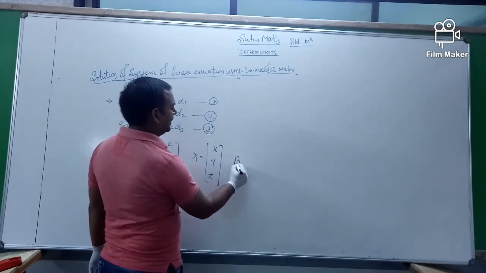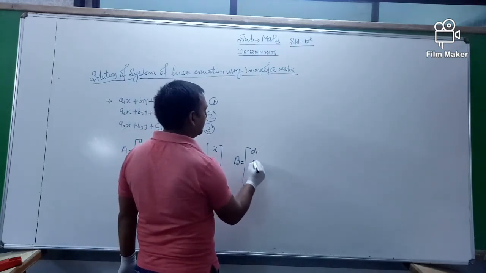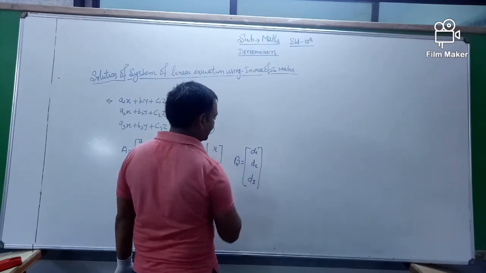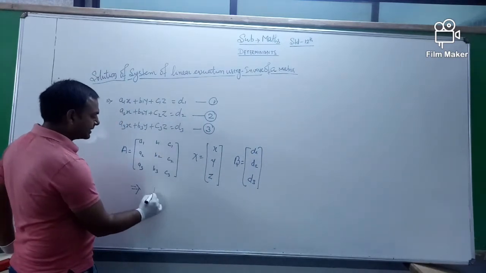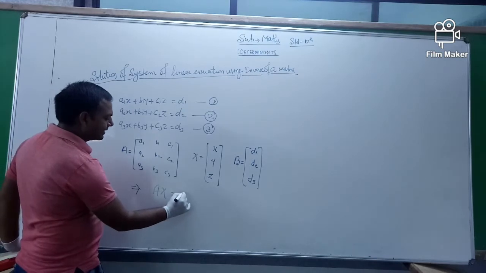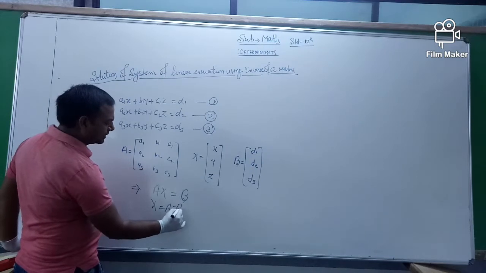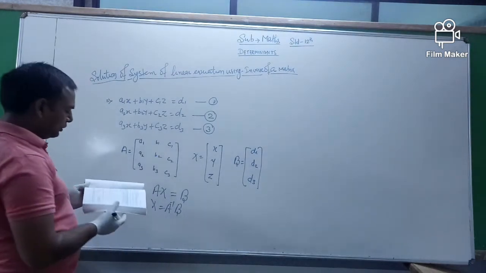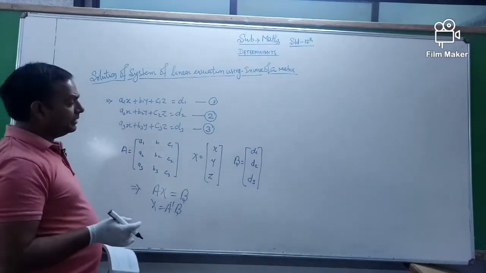Another matrix is B, that is d1, d2 and d3. You take it like this. After that you write it in the form of the equation AX = B, or X = A inverse B. Then you can find the solution. So you apply that method and you can find the solution of the matrix equation.